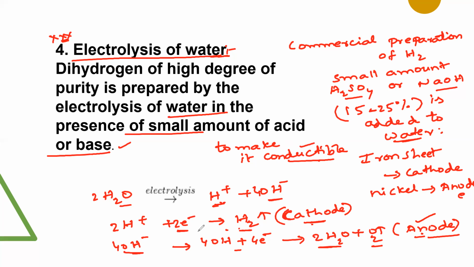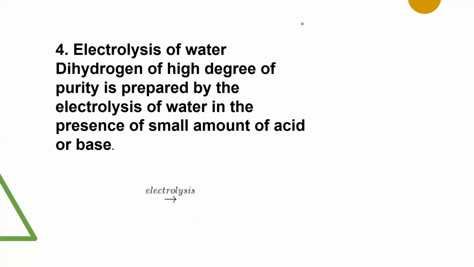So this process is called hydrolysis, the electrolysis of water, that is, preparation of hydrogen by electrolysis of water, and it is also called the commercial preparation of hydrogen gas. Very, very important. Next continuation. Please make a note of all this. That diagram is not important. The points which we have discussed are very important.